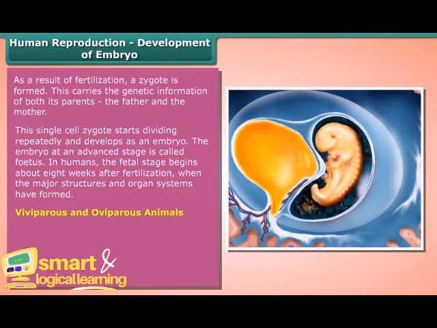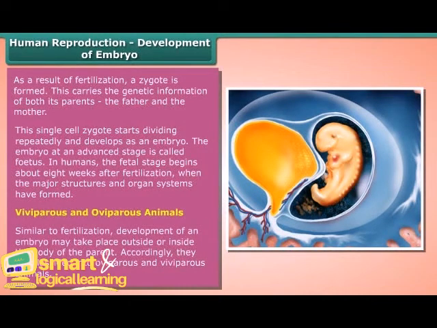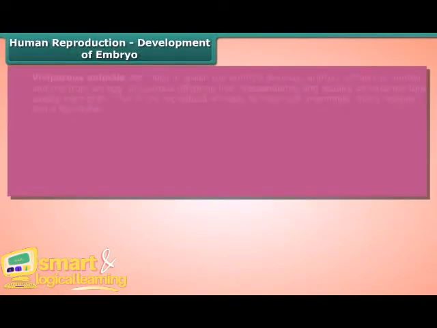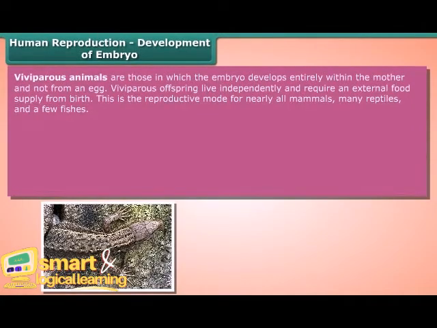Viviparous and oviparous animals. Similar to fertilization, development of an embryo may take place outside or inside the body of the parent. Accordingly, they are classified into oviparous and viviparous animals. Viviparous animals are those in which the embryo develops entirely within the mother and not from an egg. Viviparous offspring live independently and require an external food supply from birth.